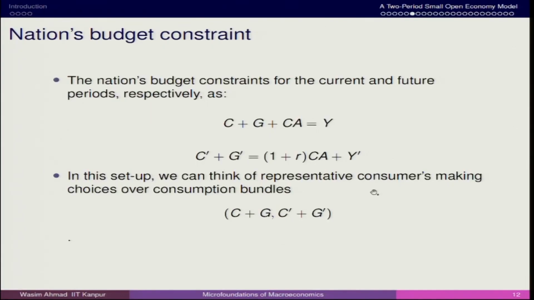We are going to deal in the further sections with consumers making choices over consumption bundles. So, unlike current and future consumption, here we will be talking about C plus G and C transpose plus G transpose. I will be taking forward from here and I will be stopping now.